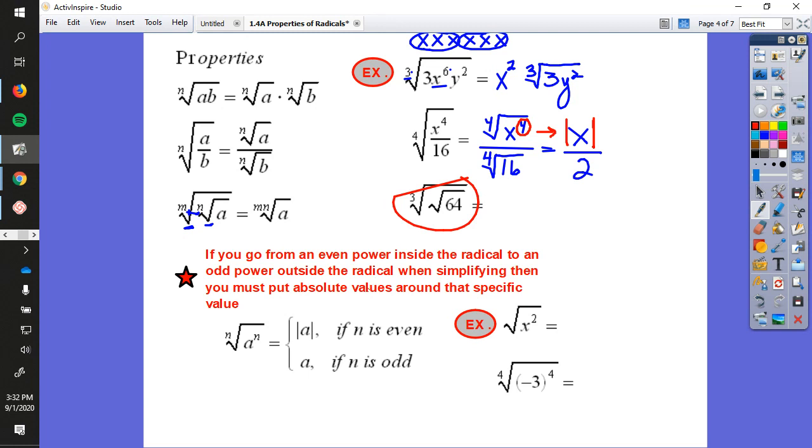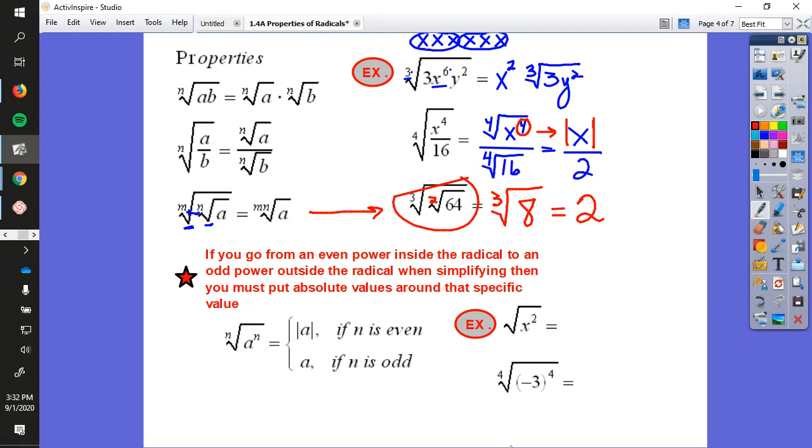Now, looking at this last one here, technically using this property here, you get the 6th root of 64 because it's 3 times 2. Personally, what I do is I just work inside out. So to be honest with you, most of you would probably look at this as well and just do the square root of 64, which is 8, and the cube root of 8, which is 2.